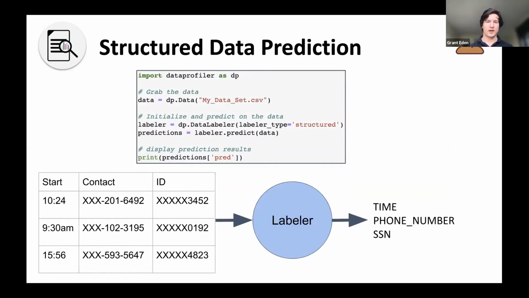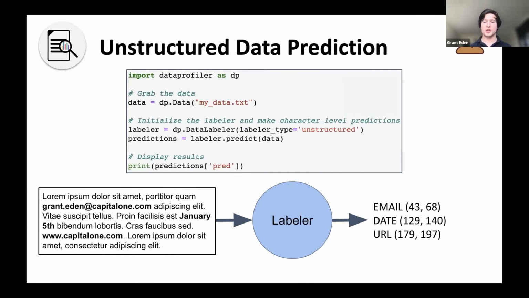So for instance, if you want to just take a data set like we have on the left here and find out what each column would be labeled as, and look, we can clearly see it looks like we have time, phone number, and then someone's SSN. You just feed that through the labeler and you can get a list of the predictions for each column. And then if we look at unstructured data prediction, it's the same thing. You just set the labeler type to unstructured.